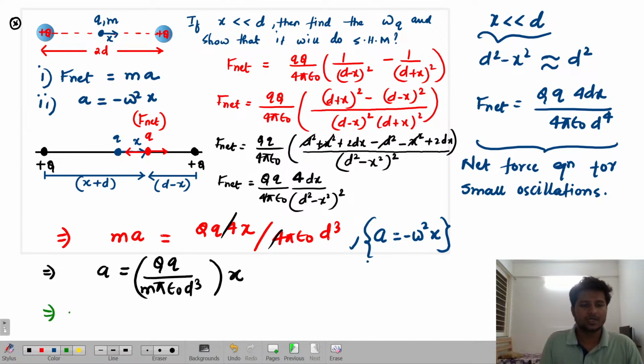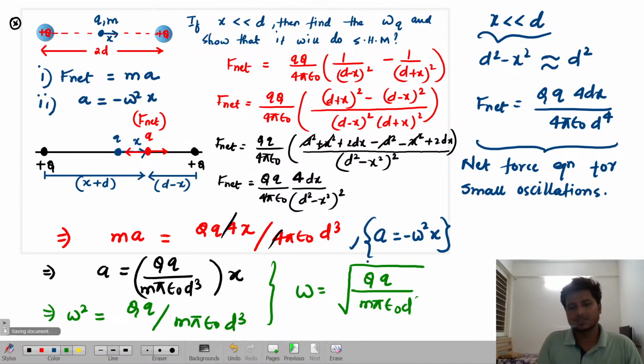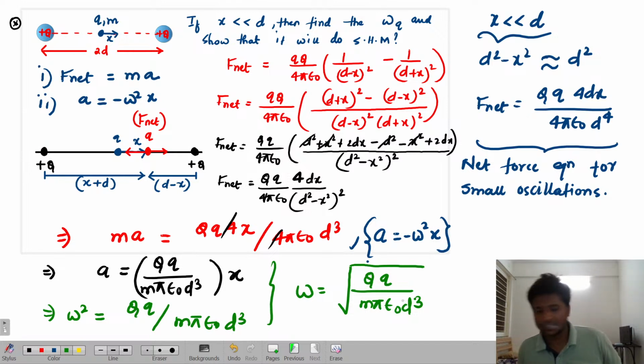So this means omega square is equal to capital Q small q by m pi epsilon naught dq, and that's what is your angular frequency. Omega is equal to, yeah, this is your omega of small oscillation over here.